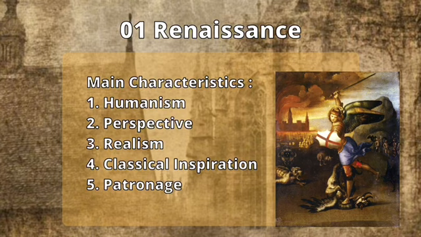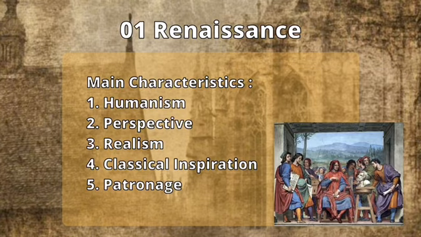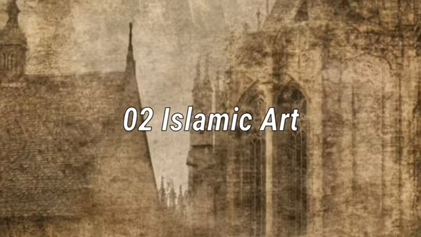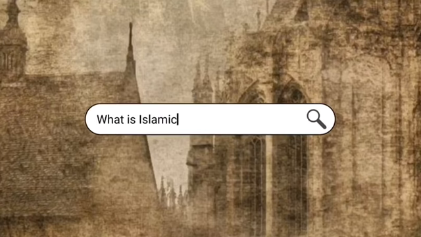And lastly, number 5. Patronage. Wealthy families like the Medici and the church funded great works. Next, Islamic art. What is Islamic art? I will explain to you from the time period.